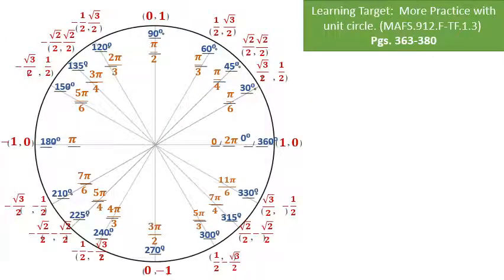So here's the unit circle as it is filled out. This is the official version. Remember, yesterday we focused on the angles on the inside, degrees and radians. Today we're going to focus on how you remember all of those points on the outside.